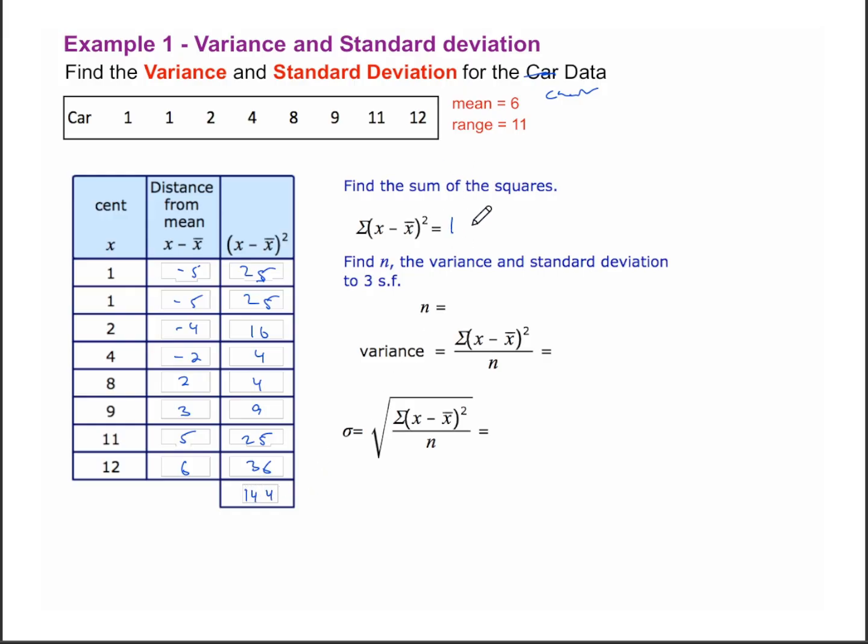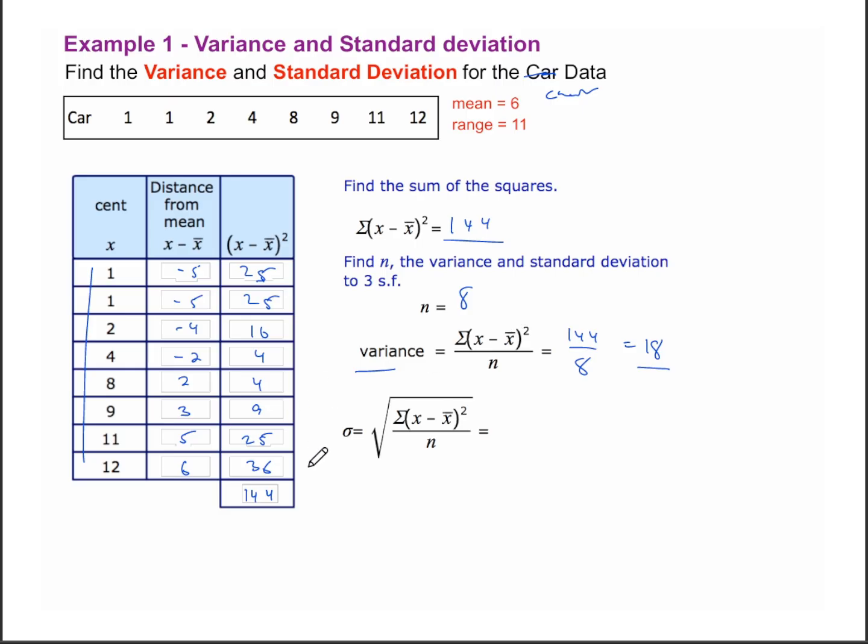That's the sum of the squared distances from the mean. Remember, we still have 8 data points. So to find the variance, we will take the average, which is the sum of the squared data points divided by the number of data points that are there. So 144 divided by 8, which gives us 18. That 18 is going to be the variance of the armchair data.